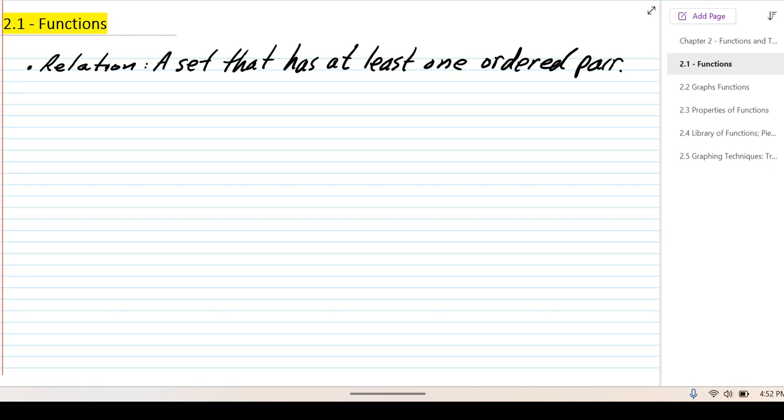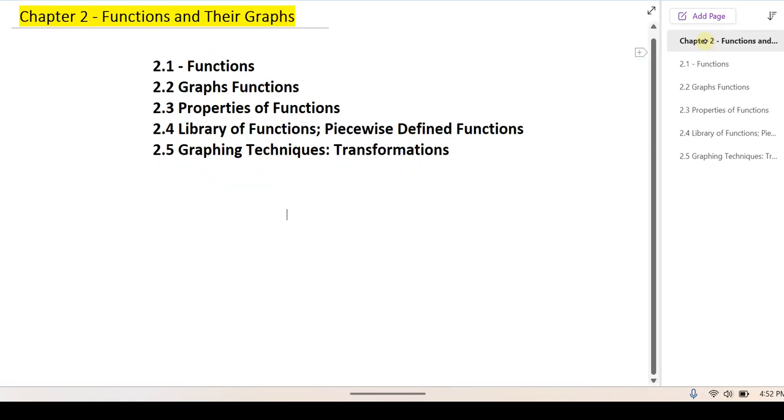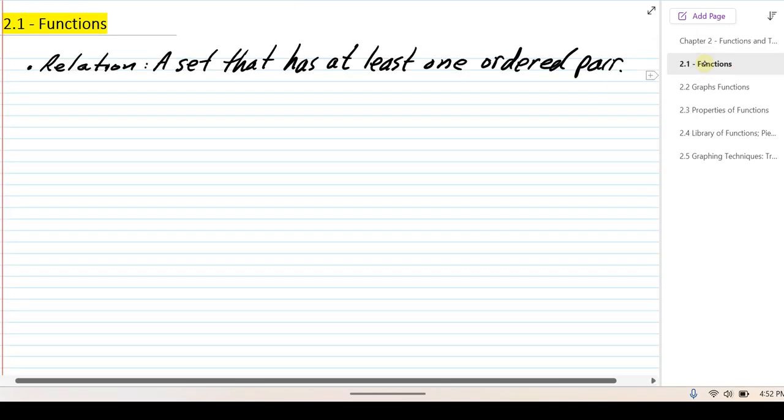In section 2.1, we're going to take a look at functions. So we are in chapter 2, and in chapter 2, it's all about functions and their graphs. So we're going to cover 5 sections this video, section 1. So what is a function?